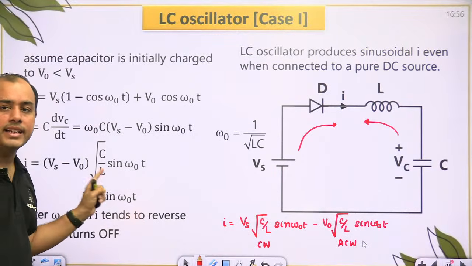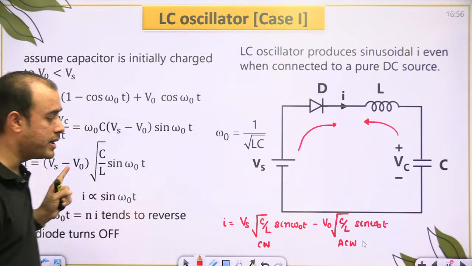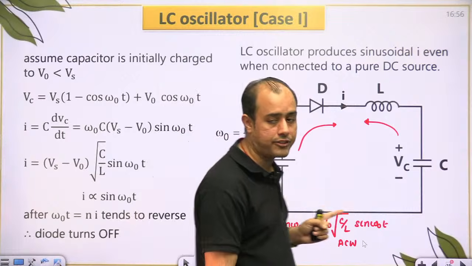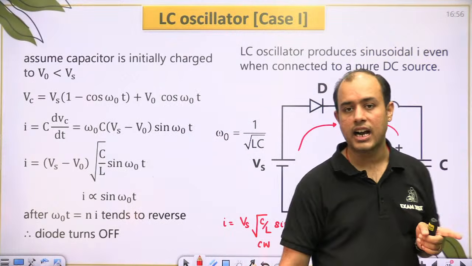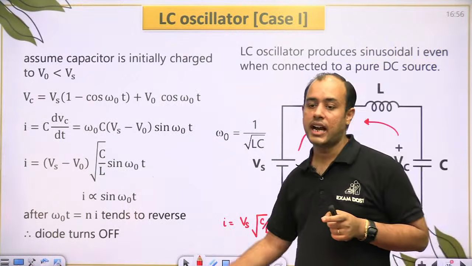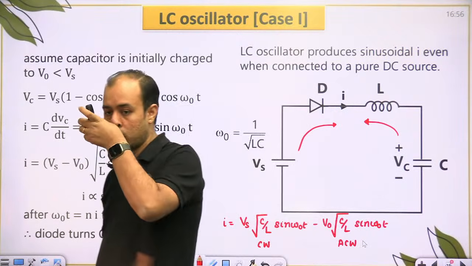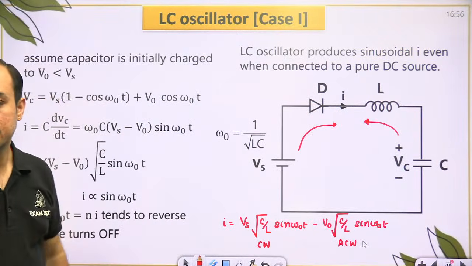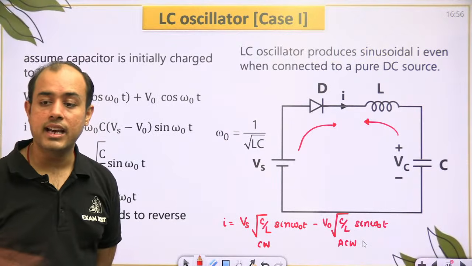Now current contains sin omega t. Sin omega t becomes negative after pi, that is after half cycle. So then your diode turns off. समझ गए? सर IGBT क्या होता है?